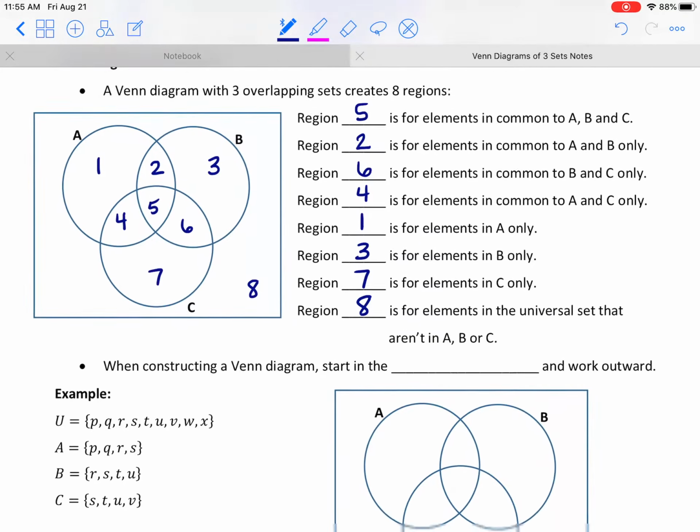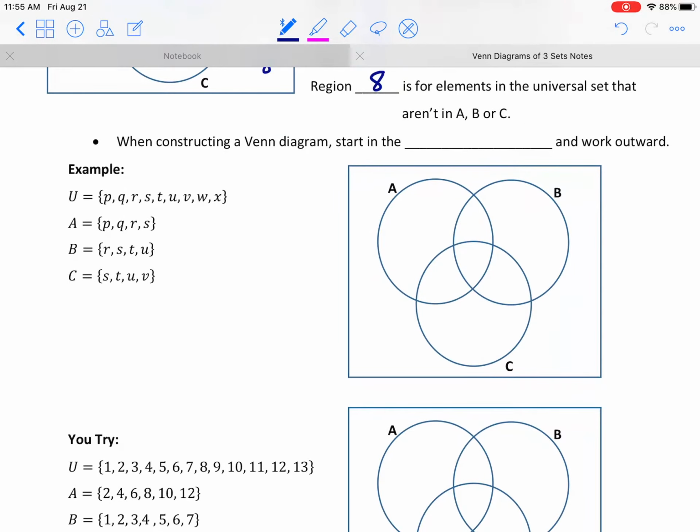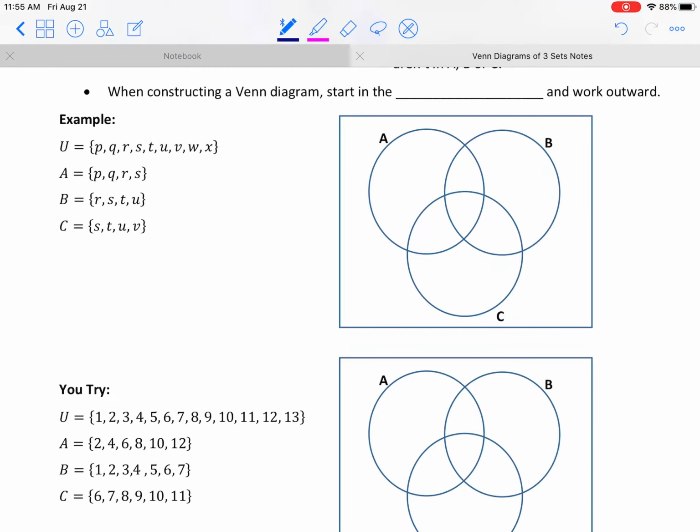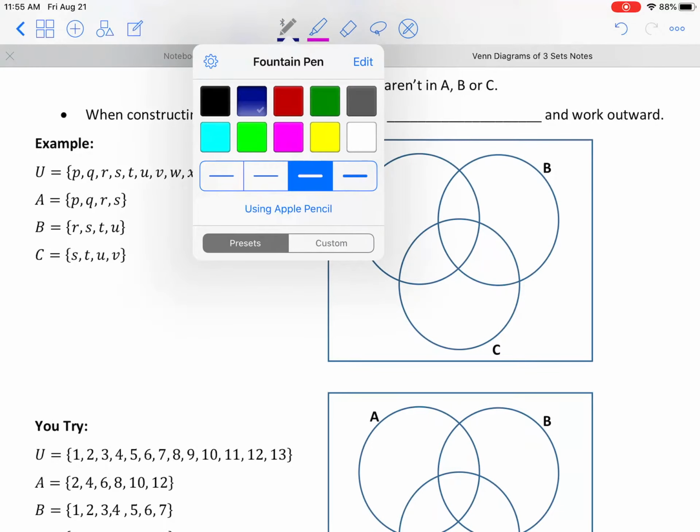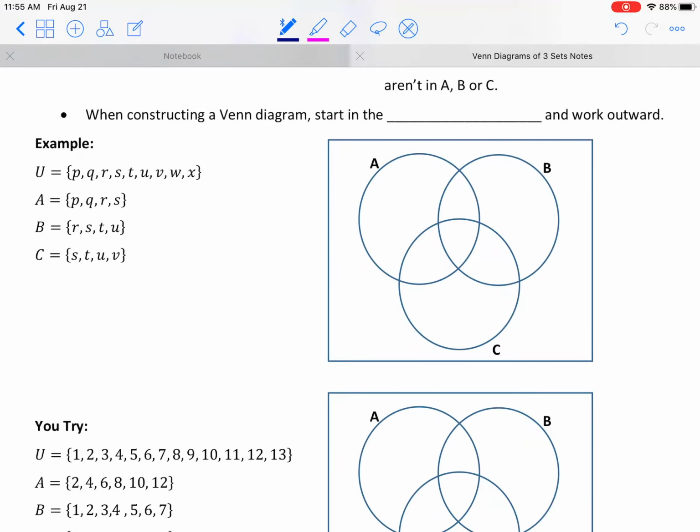Okay? Now let's try to put this into practice. If we have to create a Venn diagram and we have three sets that overlap, how do we go about constructing this Venn diagram? As we did on that last example in the previous notes, if you recall, we started in the middle of the Venn diagram and then we work outward from there.